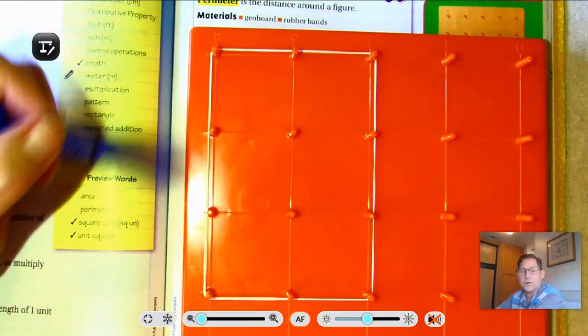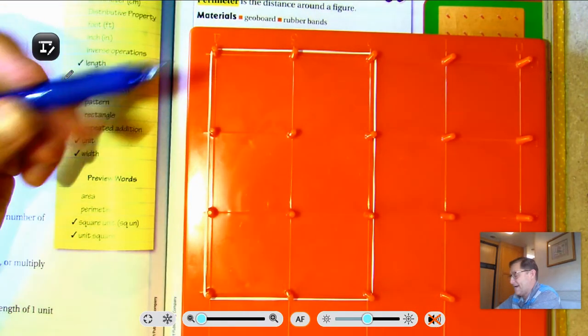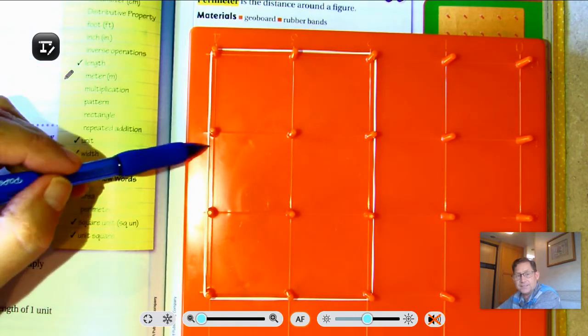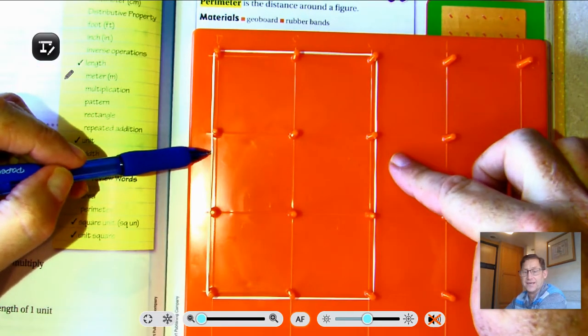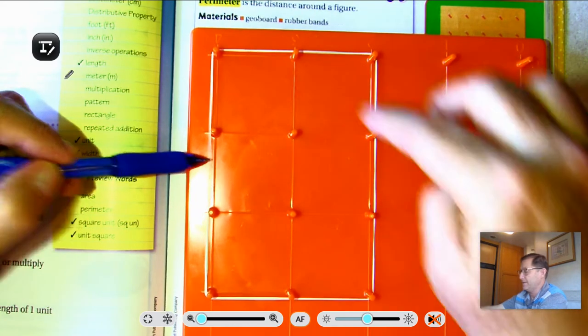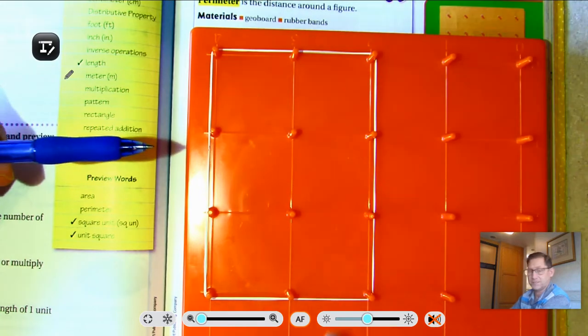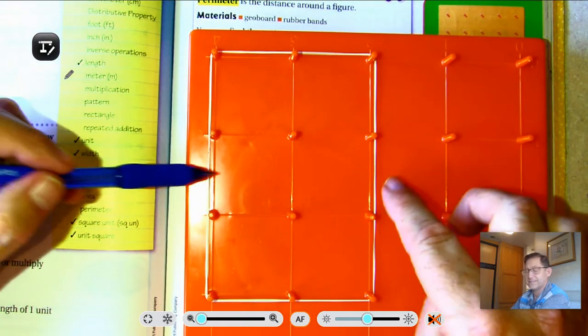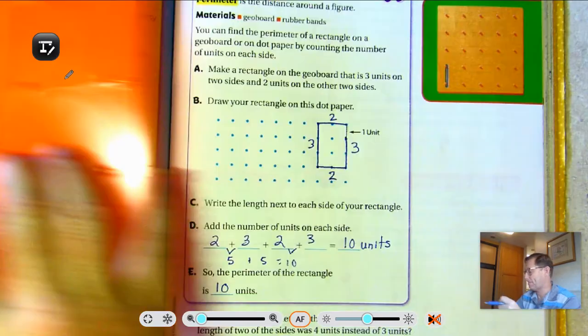But I don't have to count by ones to find the perimeter. I can just count each side. 1, 2, 3. So there's 3 on this side and 3 on this side. So 3 plus 3 is 6. And then there's 2 here and 2 on this side. So 2 and 2 is 4, plus 6, 10. All right.